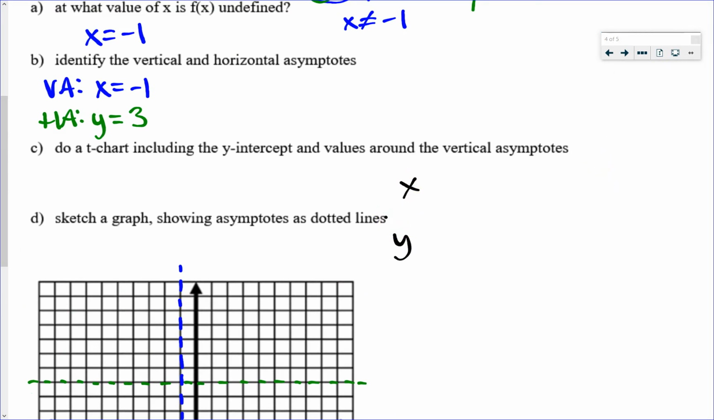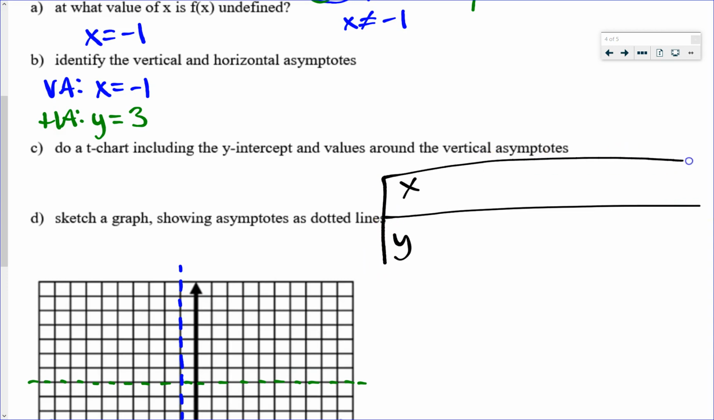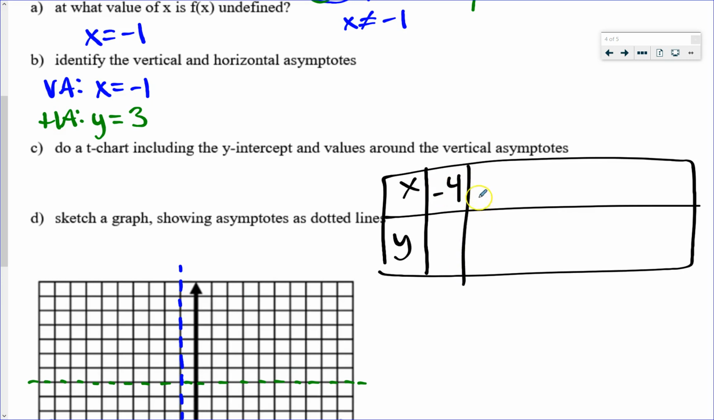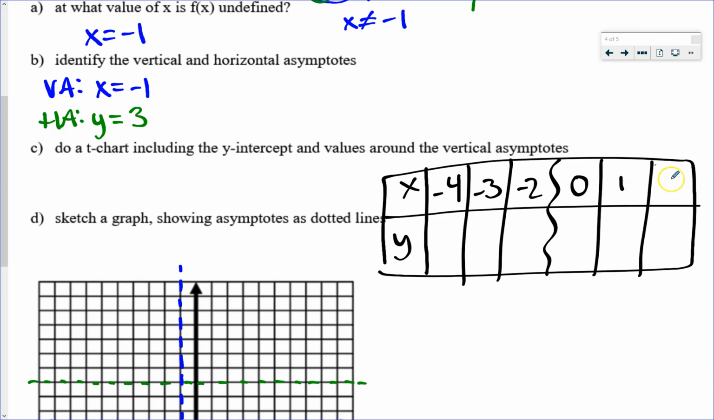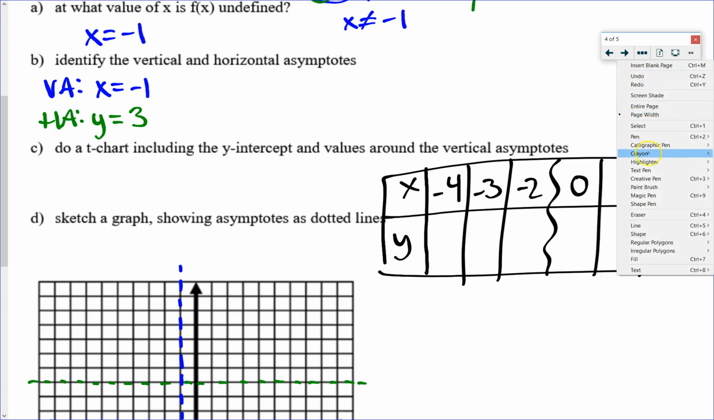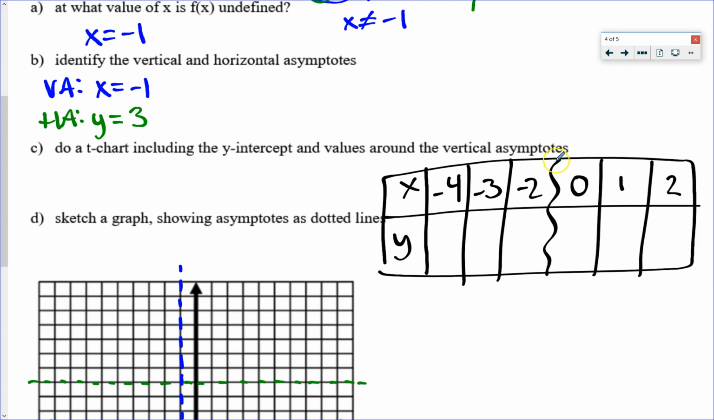So here we go, x, y. And we're going to dance around the vertical asymptote, which was negative 1. So we're going to go a little bit below and a little bit above. So let's go negative 4, negative 3, negative 2. Here's our vertical asymptote. Then go above it, 0, 1, and 2. So again, this squiggle in the middle is showing our x value of negative 1 that we can't touch, so we've got to jump over it.